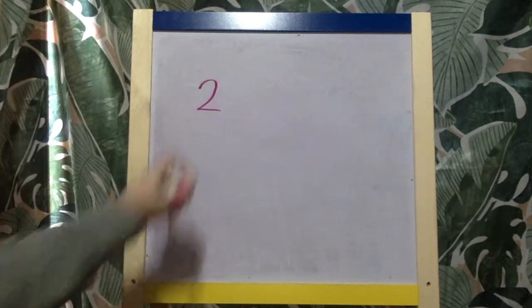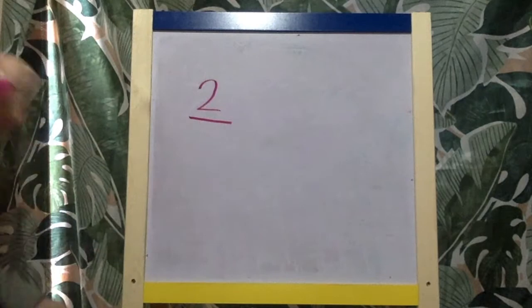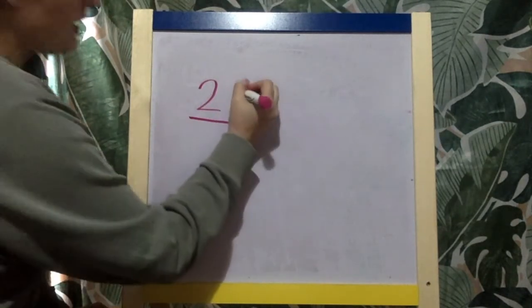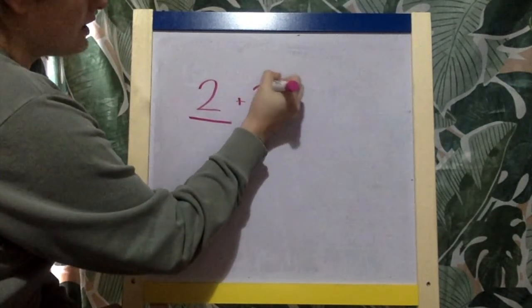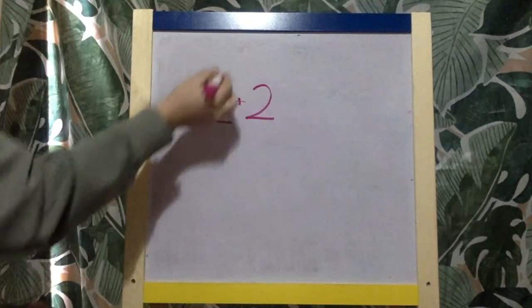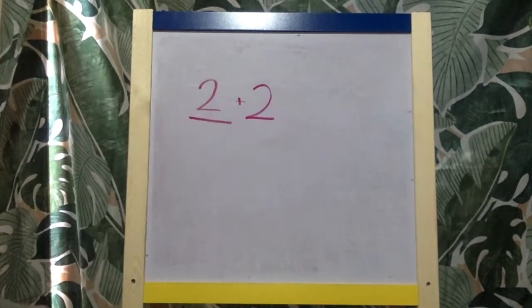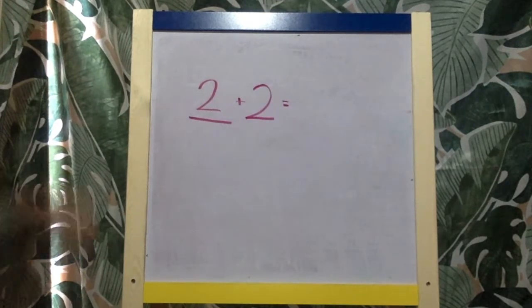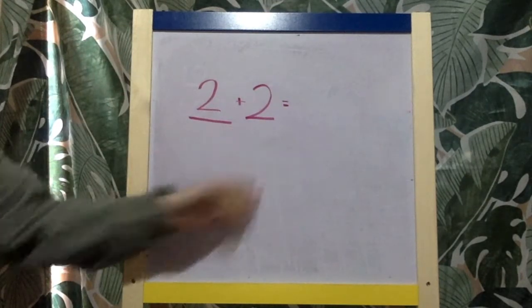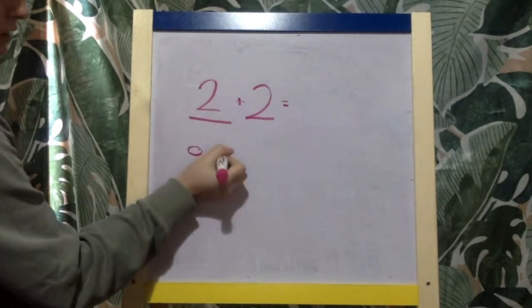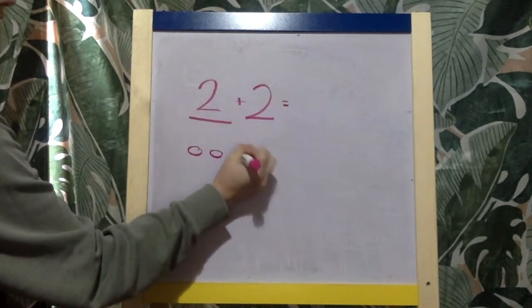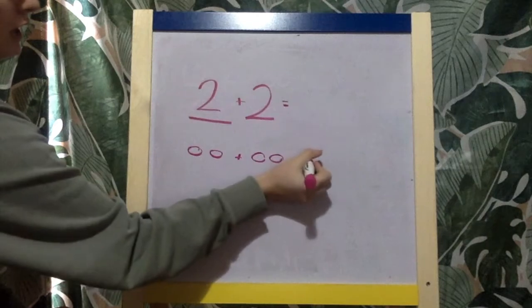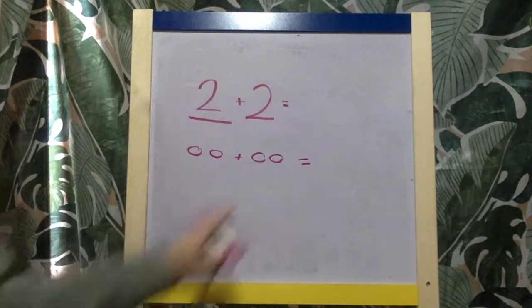We've got 2 here. Now we want to double 2. So that means to add on another 2. We're doubling this number. So if we double 2, what do we get? 2 plus another 2 equals 4.